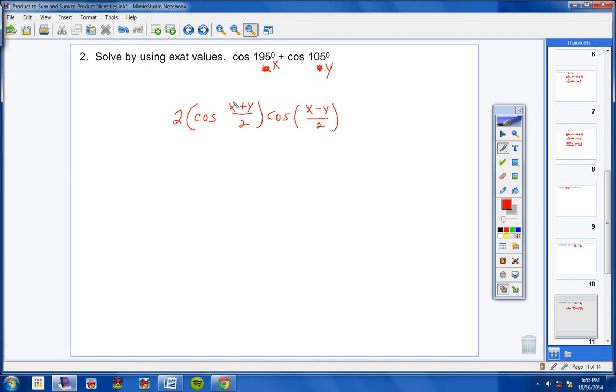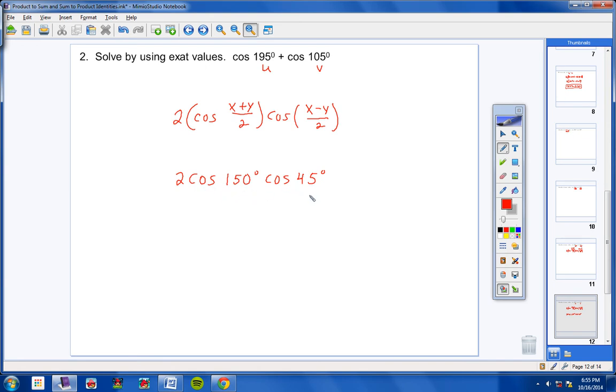So students, where the X is, I'll put 195, plus Y, which is 105. Over here I'd have X, 195, minus 105, which is my Y. And of course, all that's divided by 2. So here's what you come up with, okay? You would have 150 because 195 plus 105 is 300 divided by 2. And 195 minus 105 is 90 divided by 2. So what you end up with is this, 2 cosine of 150 cosine of 45.